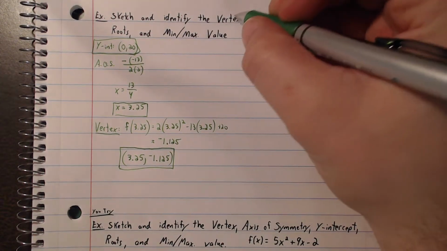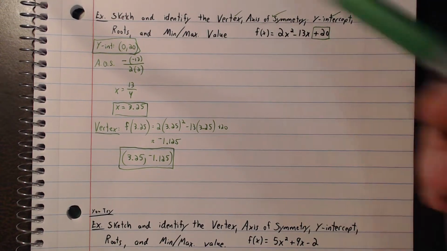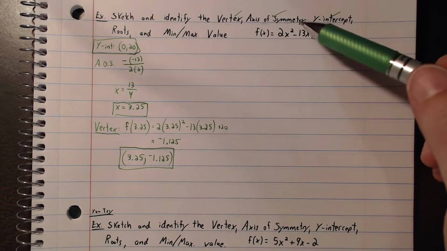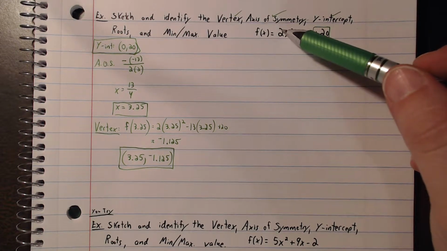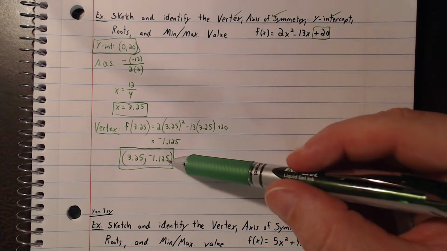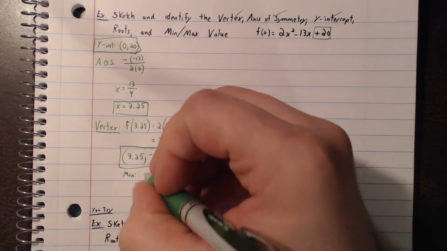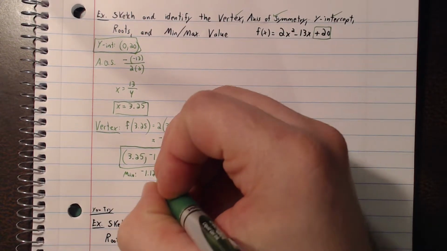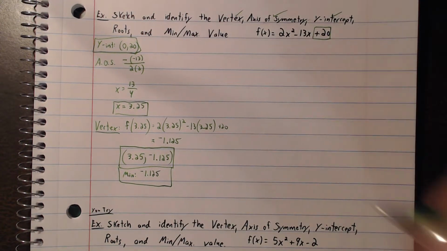So we got the vertex, axis of symmetry, y-intercept. Okay, min or max value. Well, I see that right here we have a positive a term, which means that we're going to have a minimum, and it's whatever our y happens to be. So we have a minimum of negative 1.125. Now we've got to find the roots.